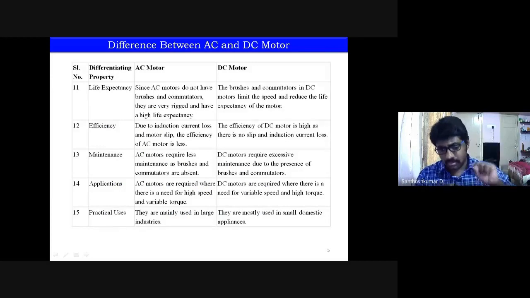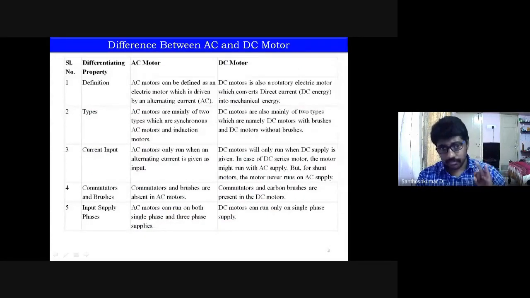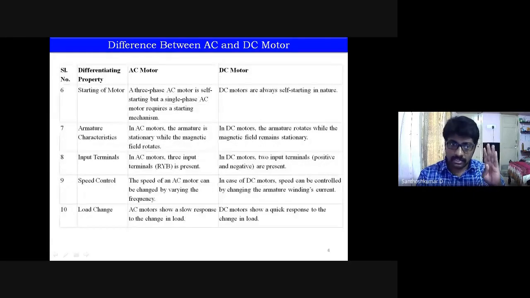Let me recall the points we discussed. The first point is the definition. The next point is types, and the third point is current input: what input supply we are using in AC and DC. The fourth is construction, that is commutator and brushes. The fifth point is input supply, single phase or three phases. Sixth is starting, whether a starter is needed in AC or DC. Then armature characteristics, whether the magnetic field rotates or the armature is stationary. Then input terminals R, Y, B, whereas here we use only positive and negative terminals. Then speed control: it is difficult in AC motors and very easy in DC motors.